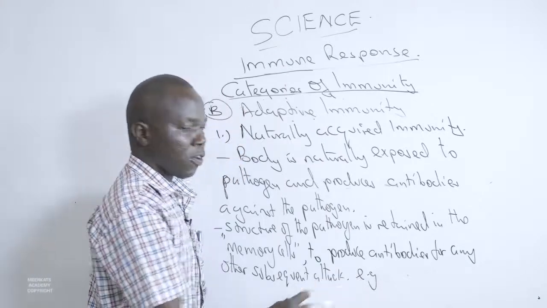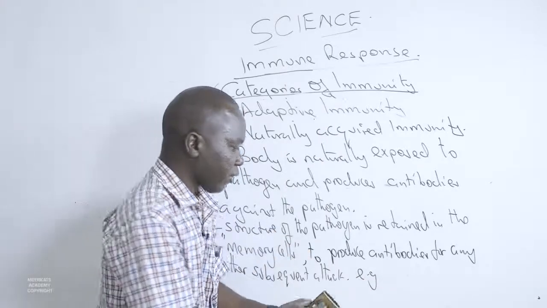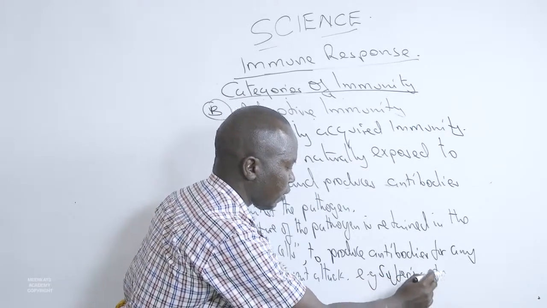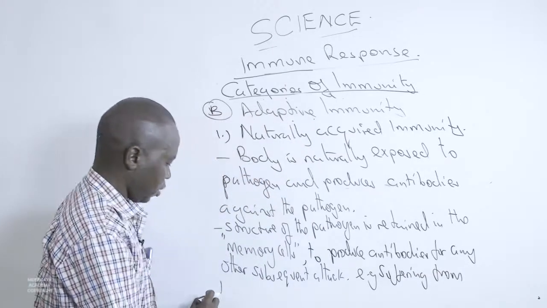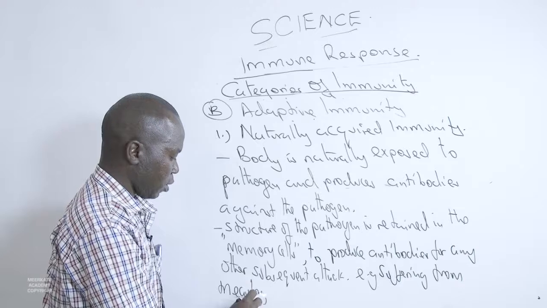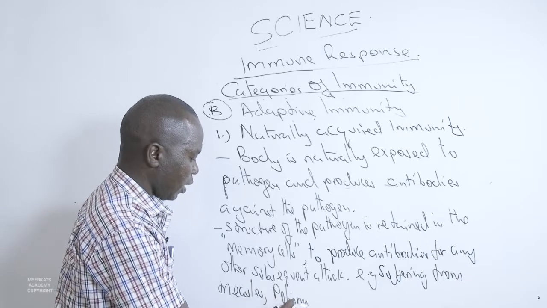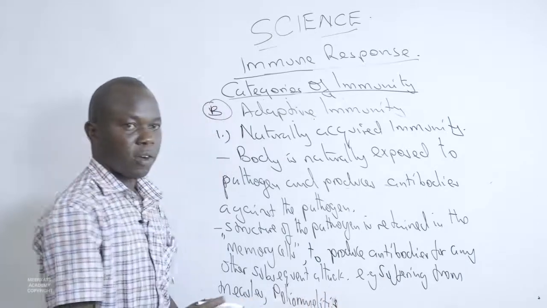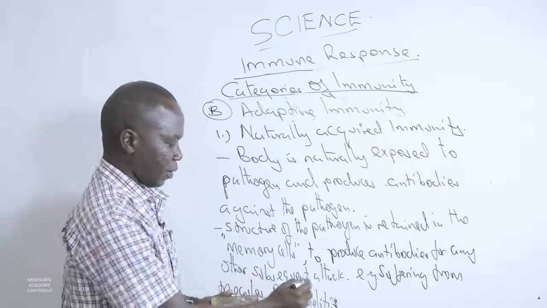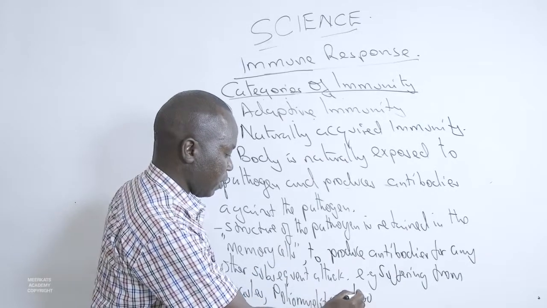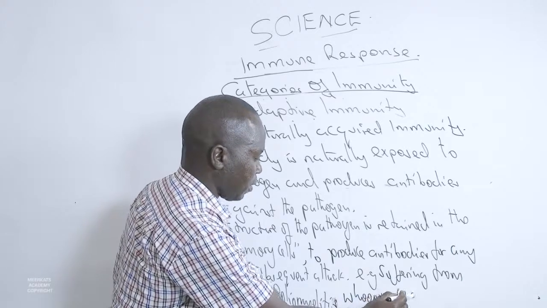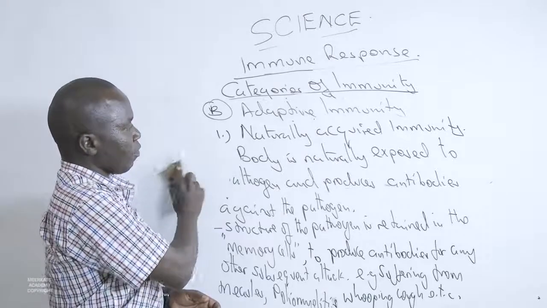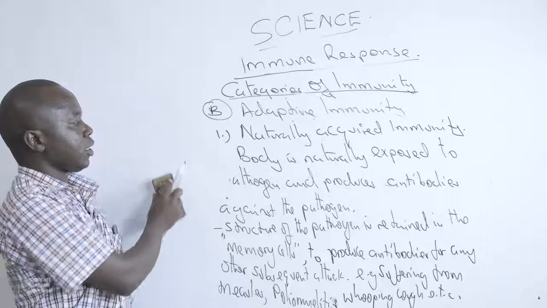So this is the case of suffering from diseases, e.g. suffering from measles, poliomyelitis, whooping cough, etc. So we have naturally acquired immunity.